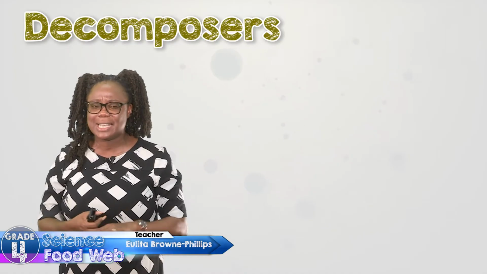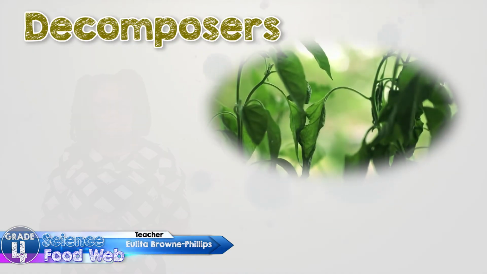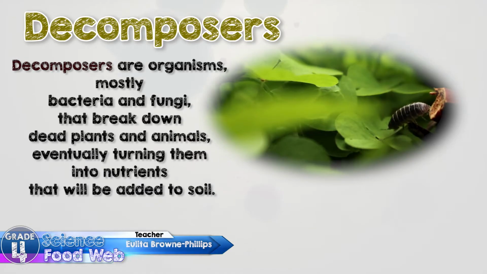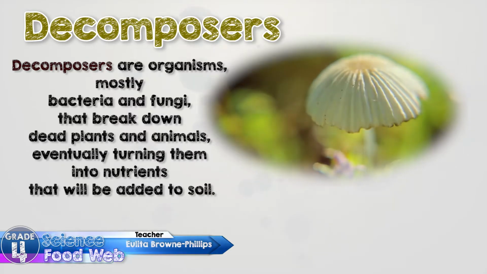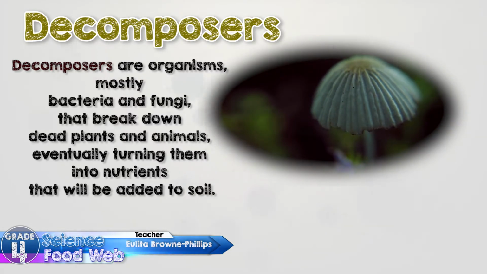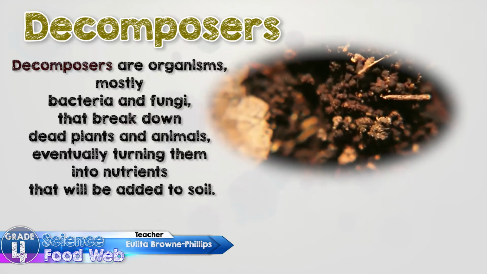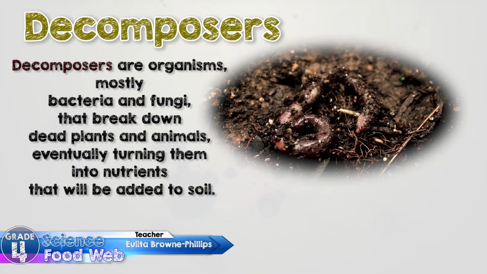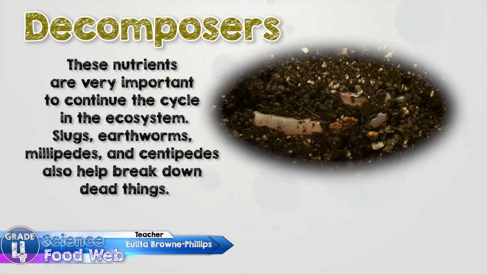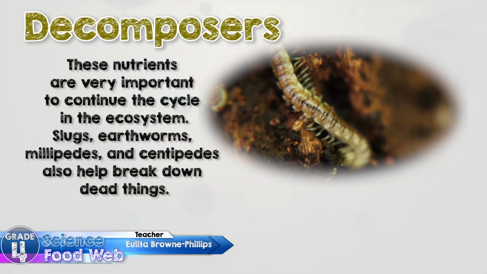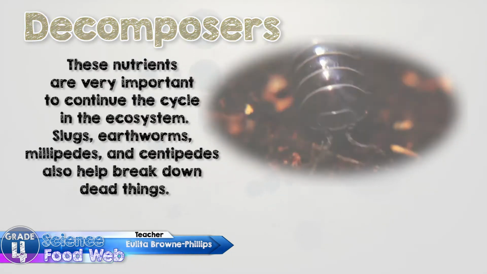Now, one group of consumers that is often not shown in food webs are decomposers. Let's examine what are decomposers. Decomposers are organisms, mostly bacteria and fungi, that break down dead plants and animals, eventually turning them into nutrients that will be added to the soil. Now, these nutrients are extremely important to continue the cycle in the ecosystem. Slugs, earthworms, millipedes, and centipedes also help to break down dead things.